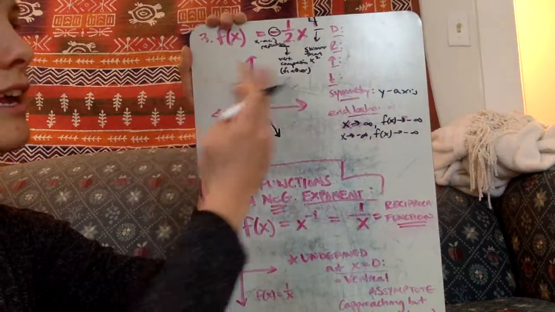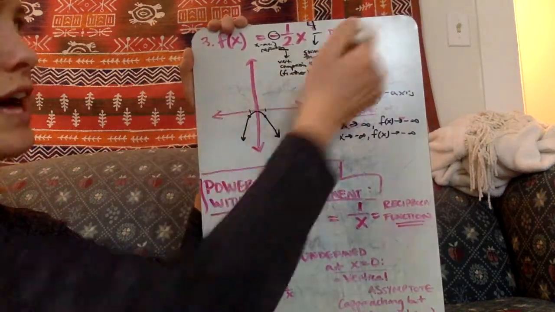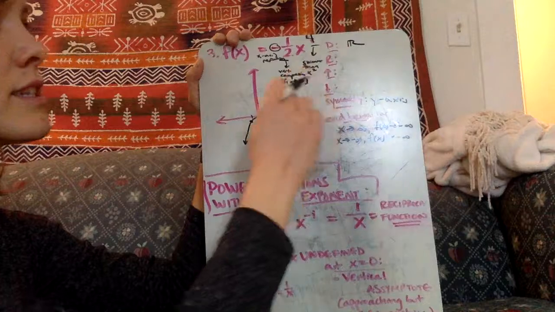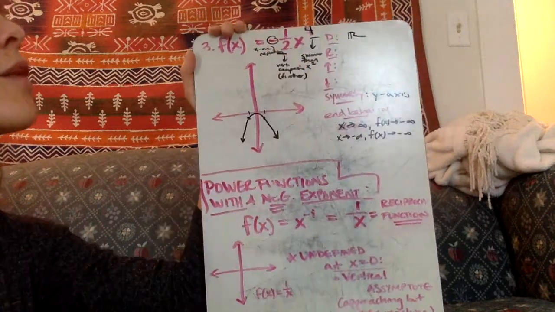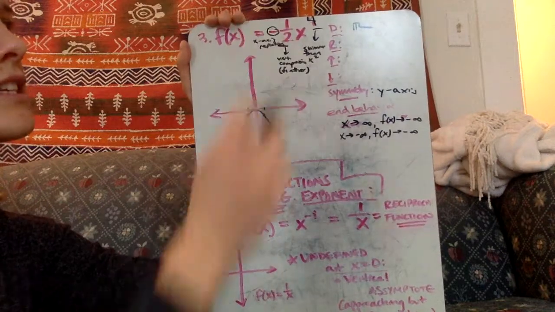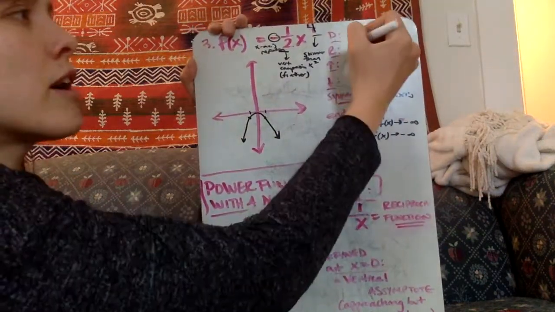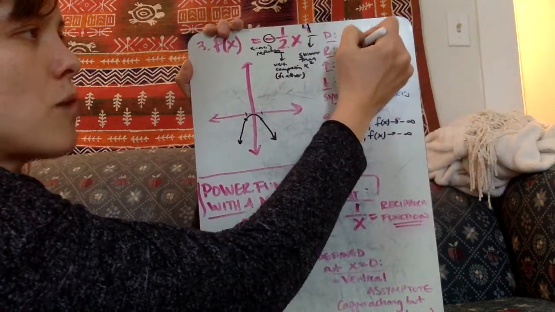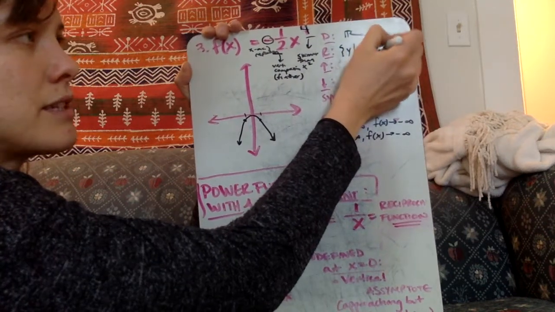My domain here incorporates all x values, so my domain is all real numbers. But my range here is different than it was before, because I have an x-axis reflection, so my y values are all less than or equal to 0. So y is less than or equal to 0 here.